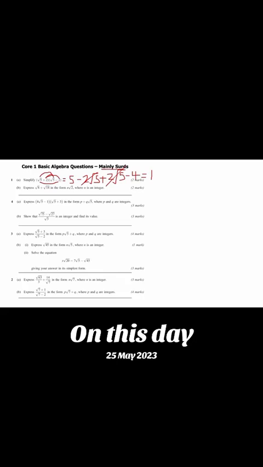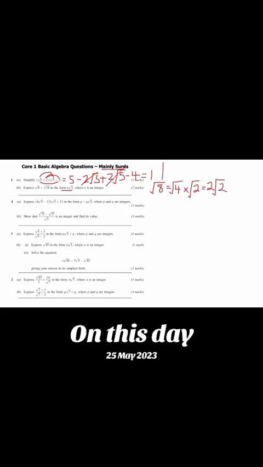Part B, express root 8 plus root 18 in the form n root 2, where n is an integer. So it's simplifying surds. Root 8 can be written as the square root of 4 times the square root of 2. The reason I chose this is I'm looking for the biggest square number factor that goes into 8, so it relies on having knowledge of our square numbers. The square root of 4 is 2. 2 times root 2 is 2 root 2, guys.